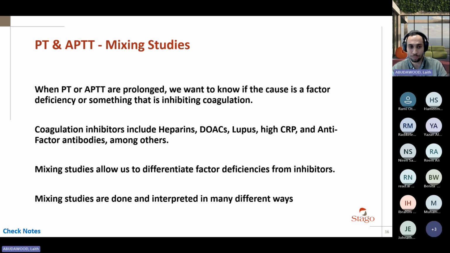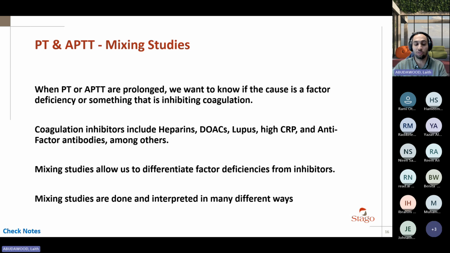These are pathological. Okay? So that's what I mean with inhibitors. I'm talking about things which are not normally part of your coagulation system. So again, mixing studies allow us to differentiate factor deficiencies from inhibitors. That's fine. Now, one very important point: how do I interpret mixing studies? What is the normal range for mixing studies?